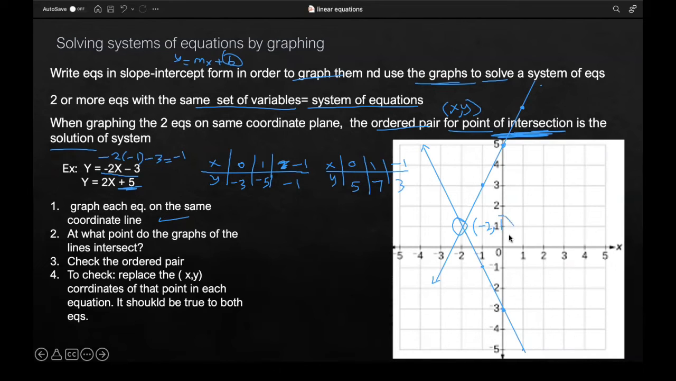Is that correct? Am I sure of my solving? Well, if I'm not sure, I can check the ordered pair. How? To check, you replace the x and y that you got from the ordered pair, and you substitute those coordinates at that point in each equation. It should be true to both equations. So let's try that. They should give the same answer.